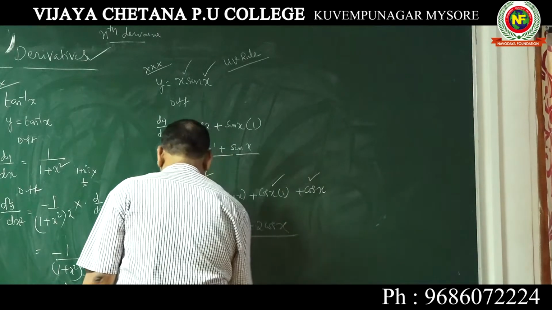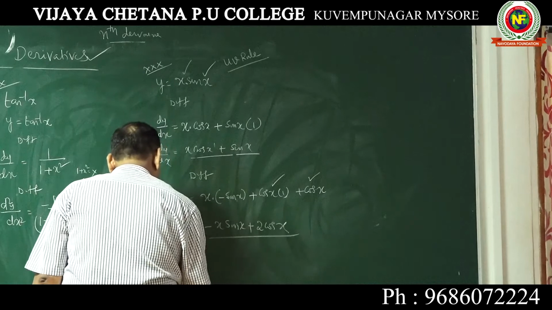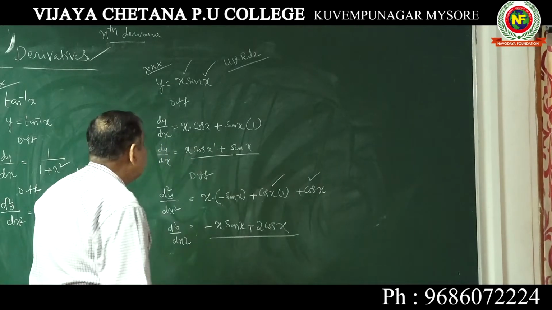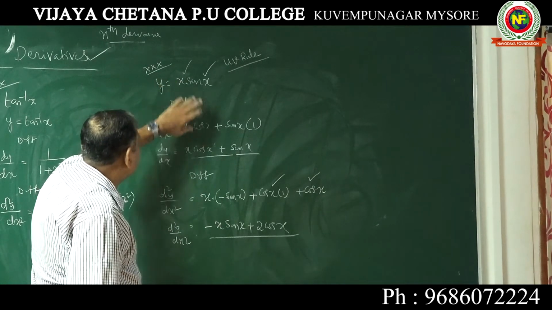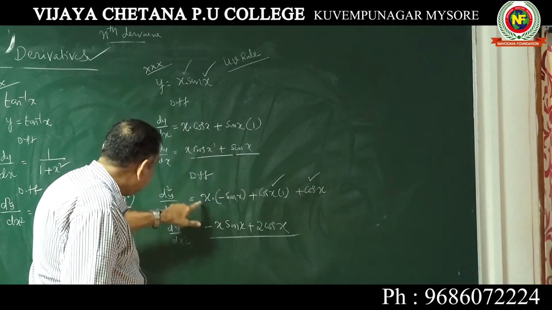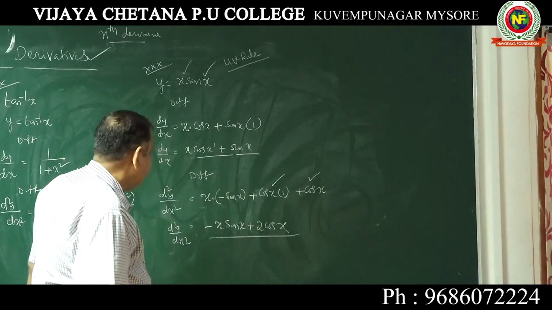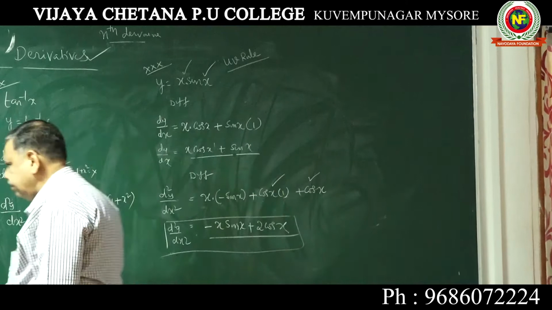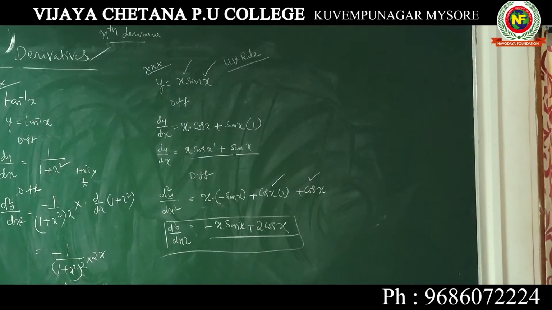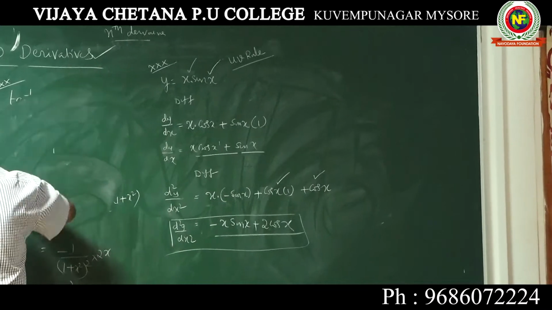So why is this problem important, did all of you understand? Because you have to apply the product rule here. Don't simply write 1 cos x. Product rule, again product rule here. So we get d square y over dx square is minus x sin x plus 2 cos x. That is the answer, a very important one. One more we will do of that type.